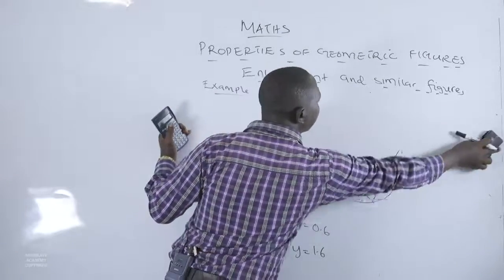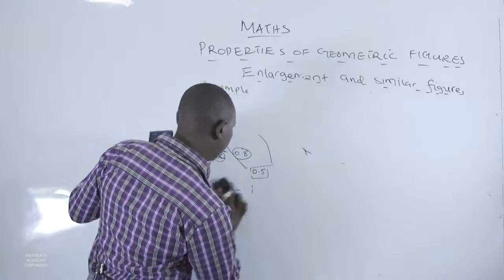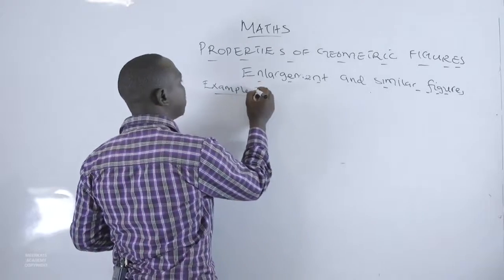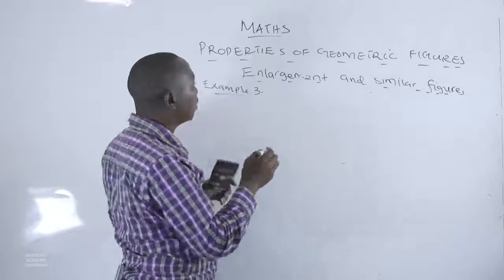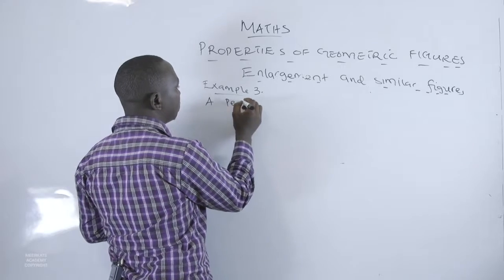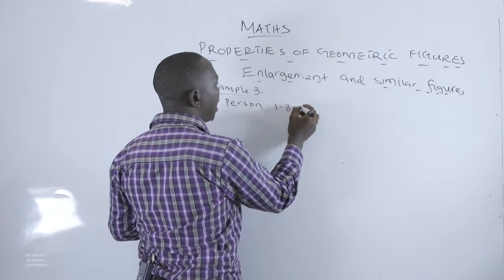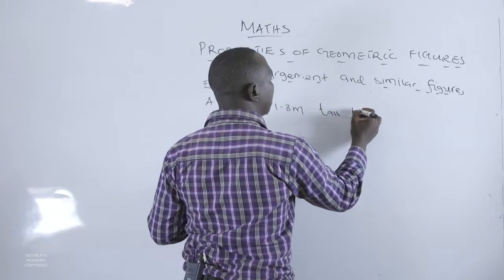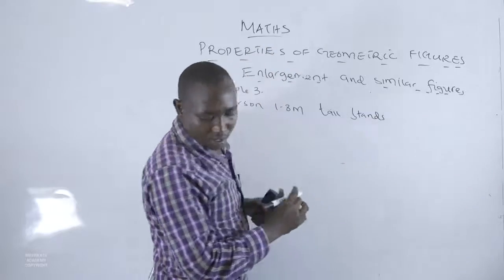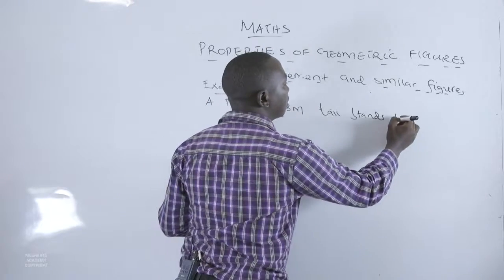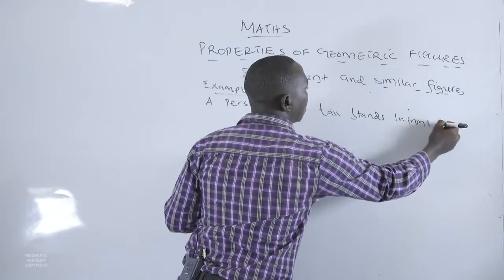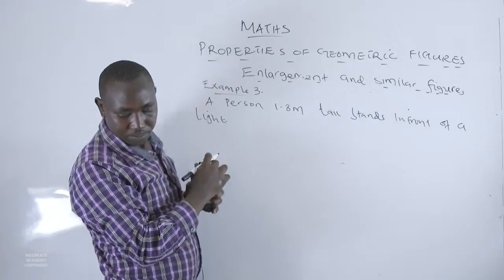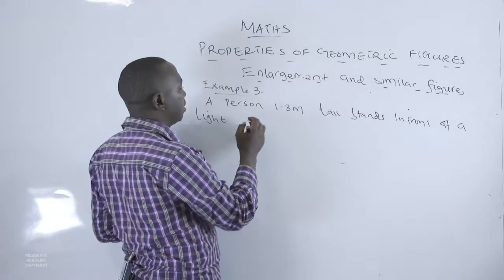Example 3. We are told that a person 1.8 meters tall stands in front of a light that sits on the floor.